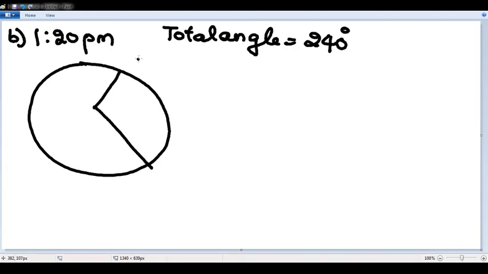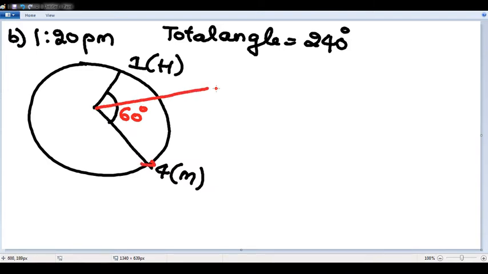120. So this is 1. 1 is our hand. 20 is 4. 4 is minutes hand. So total 3 hours difference. 12 hours. Right? 3 hours. 1 hour it is 20 degrees. 3 hours it is 60 degrees. Right? So when the minute hand reaches 4, our hand will tilt for 20 minutes.